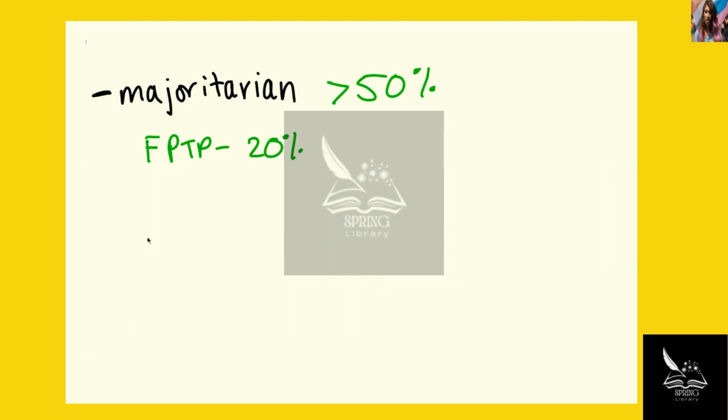You also have a few other types. You have a proportional system, and this is mostly for electing officials. The number of officials that represent the number of people in the district or whatever is the number of seats that they get in the House or Parliament or whatever.